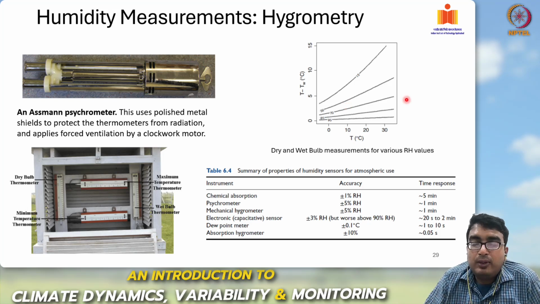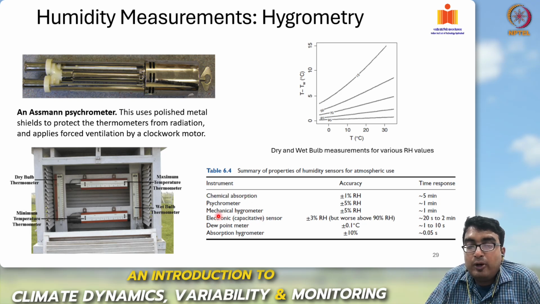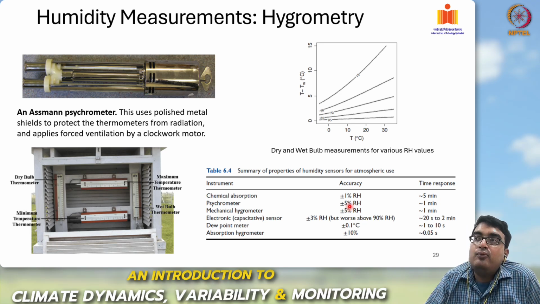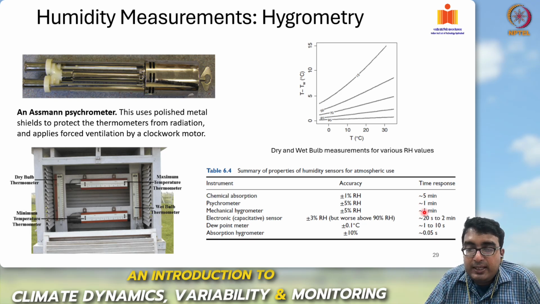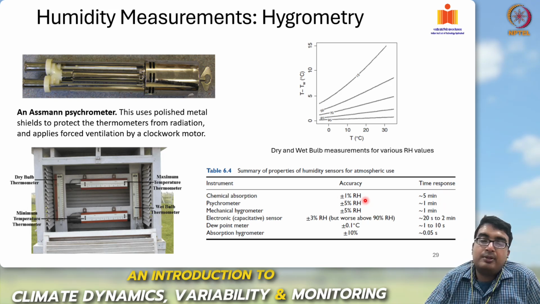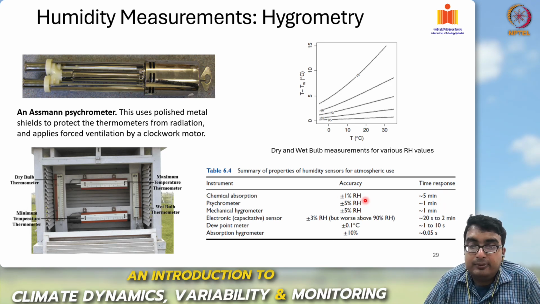Finally, we give you a table where the different humidity sensors are compared with each other. A few we have not covered, like chemical absorption based relative humidity sensor and dew point meters. Other types of hygrometers and psychrometers we have covered. First of all, psychrometers, the accuracy is around plus minus 5% RH. So, again here the values are somewhat inaccurate, but its time response is very good, around 1 meter. So, the various time responses and the various accuracy percentages are shown in this table.